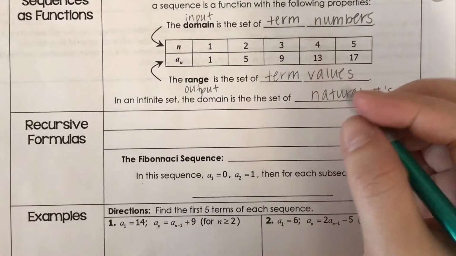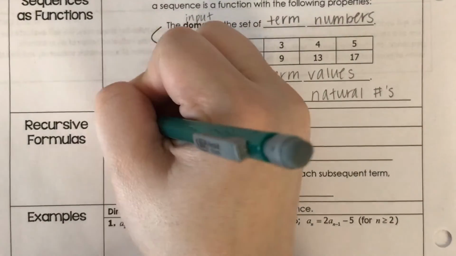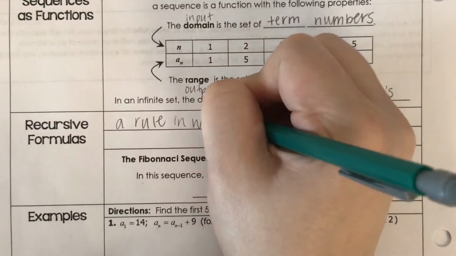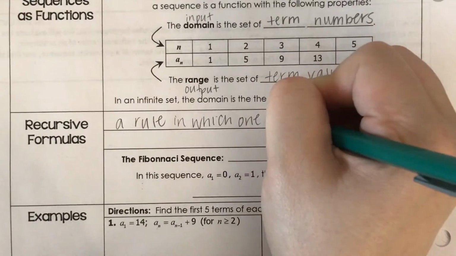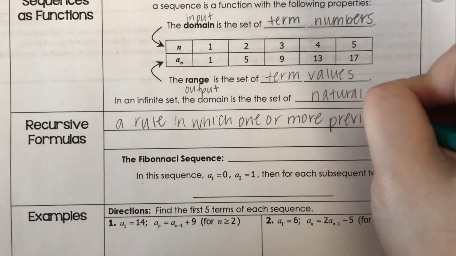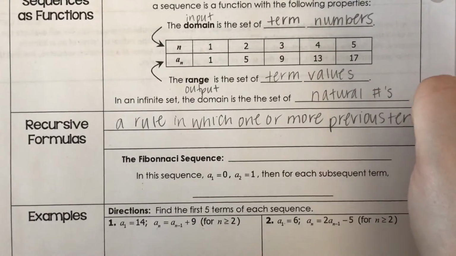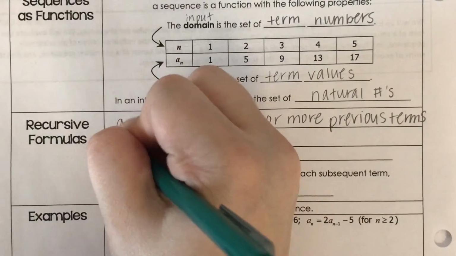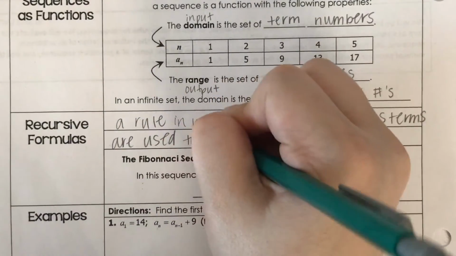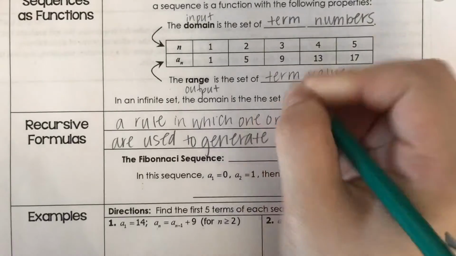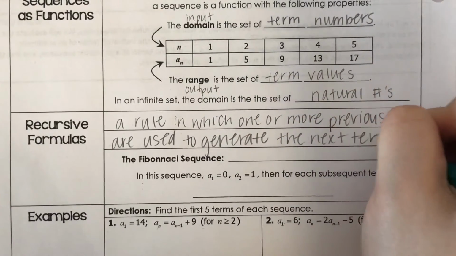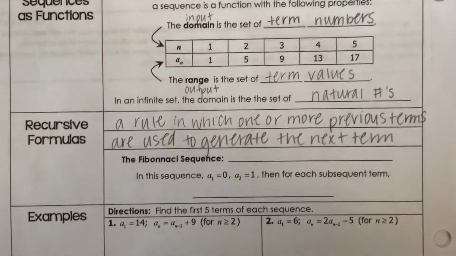Okay, so recursive formulas are a rule in which one or more previous terms are used to generate the next term. The most famous recursive sequence is the Fibonacci sequence.